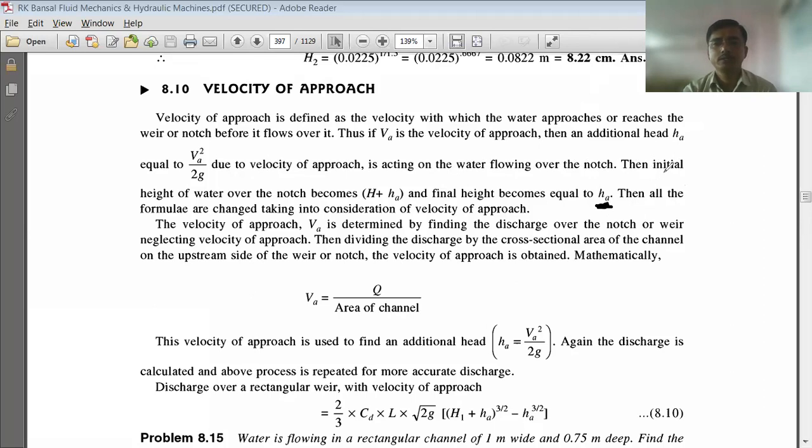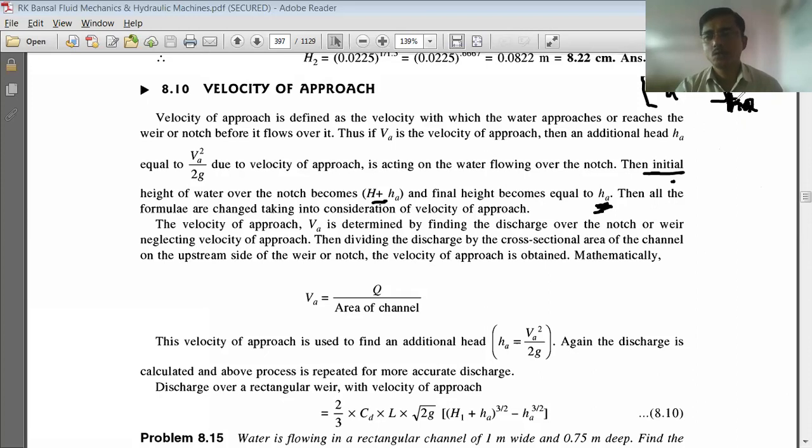Then what is going to happen? The initial height of water over the notch becomes, as we saw while doing the derivation, small h raised to 3/2 in square bracket, here capital H and here there was 0, right? So the initial height of water over the notch now becomes h plus HA, because the head increased there. And what will the final height be? The final height will be HA, because that water will move forward. Will the water become stable there? Will the velocity of water stop? It does not. The velocity of water will remain the same and the water will move forward with that same velocity.